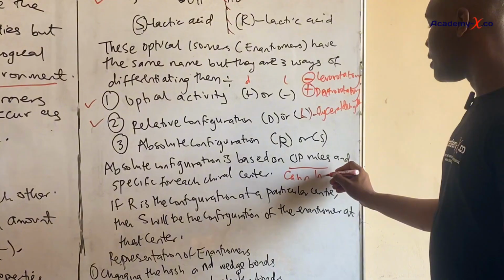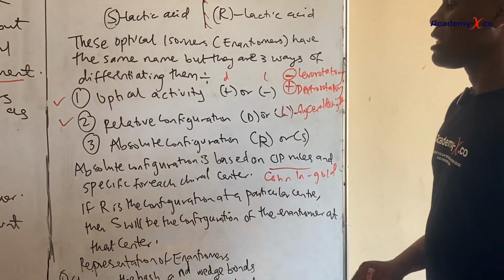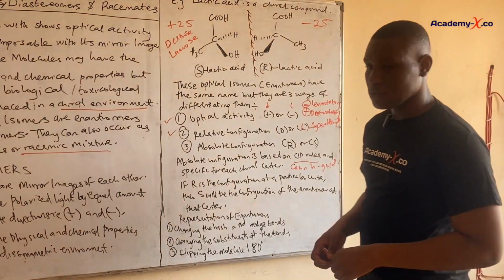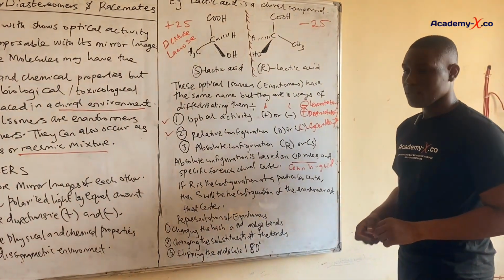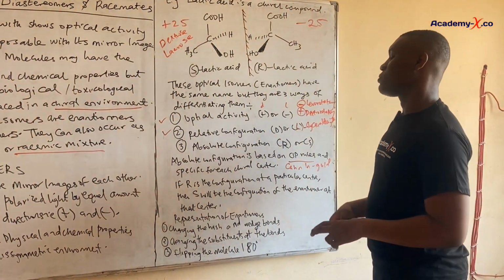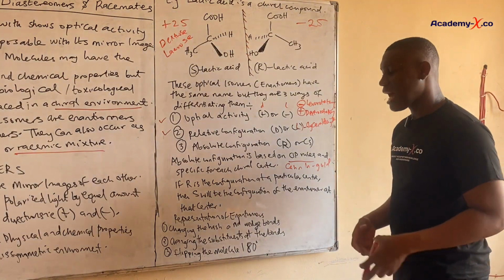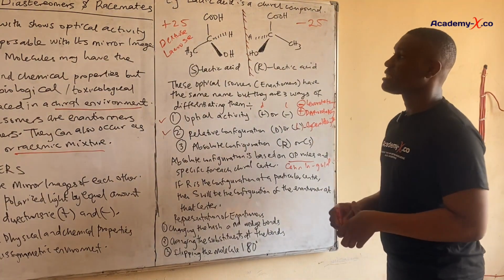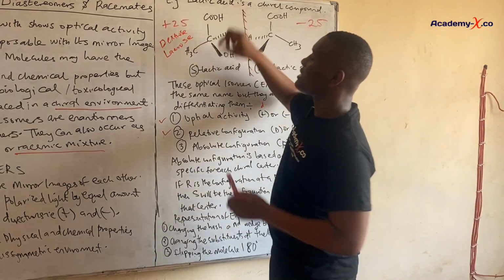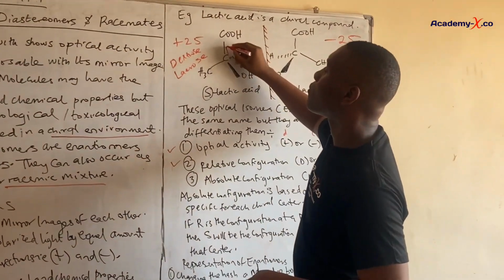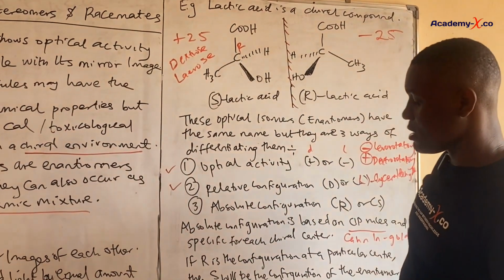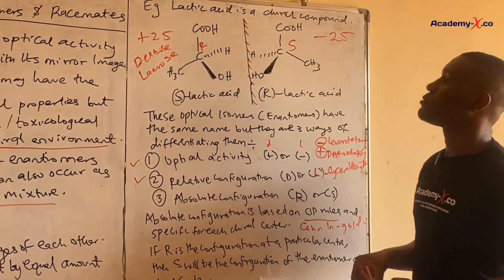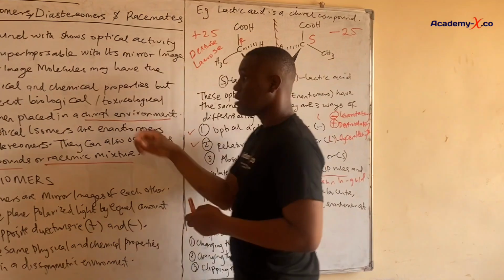Now they are specific for each chiral center. So each chiral center has its own CIP. Now, if R is the configuration of a particular center, S will be the configuration of the enantiomer at that center. So if this center has R configuration, if I want to do the enantiomer, it will have the S configuration. That is what this point is trying to tell us.